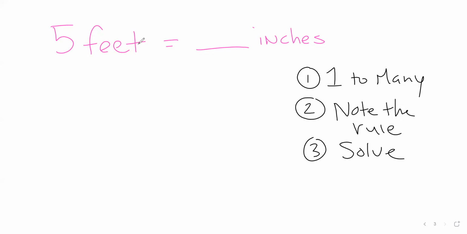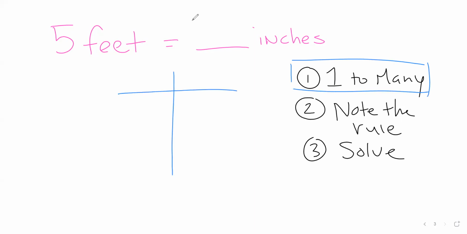So the first thing that I mean by this step here, the one to many, is this. I like to make a T-chart. And this helps me organize my thinking. And I'm not worried about the numbers yet. I'm only going to worry about what I know here. And what I know is I have feet and I have inches.